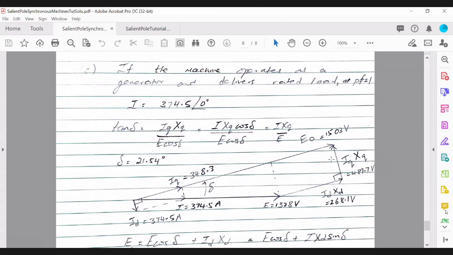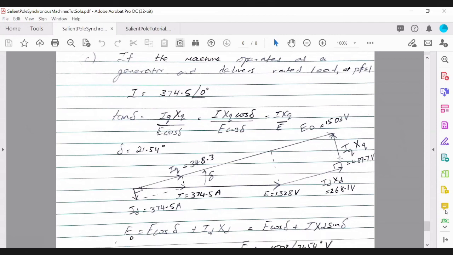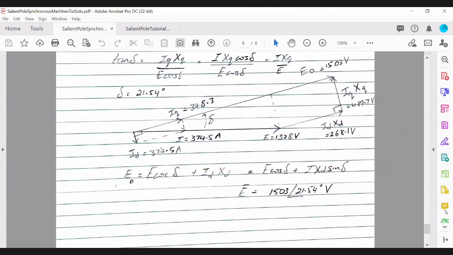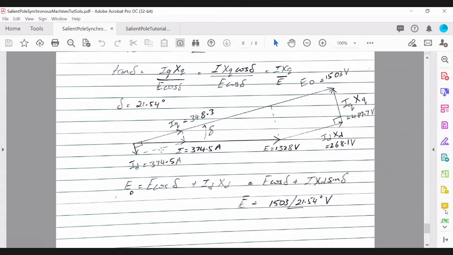Adding those two components, you'll get basically E naught. Okay, so you'll find that when you take the ratio for tan delta, you end up with the same equation which we did in the previous part for the motor. You'll end up with IXQ over E, and that will enable you to solve for delta. Okay, so we're getting 21.54 degrees. And from this value, we can also solve for the induced voltage.